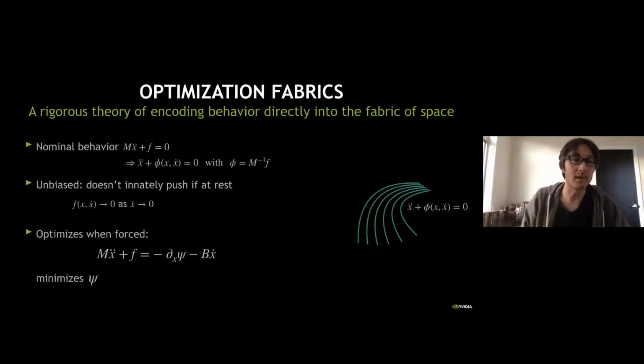And importantly, if we optimize over the top of it, if we force it with a potential function, negative gradient of a potential function, we're guaranteed to minimize that potential function. So in a sense, an optimization fabric is this unbiased nominal behavior differential equation that can act as an optimization medium for optimizing potentials. So a potential function, you can imagine a number of different optimization algorithms to run on it.